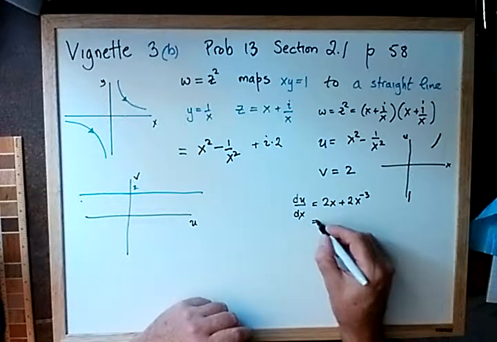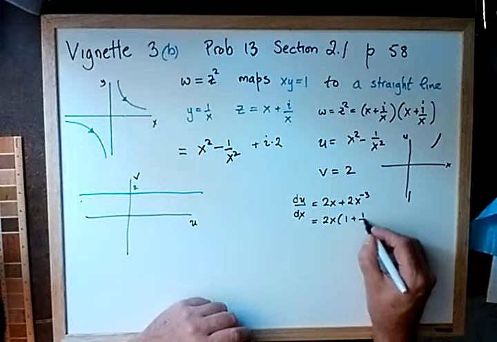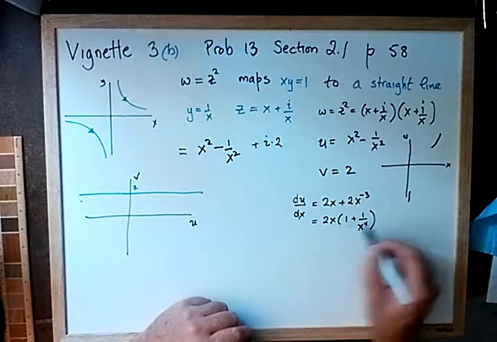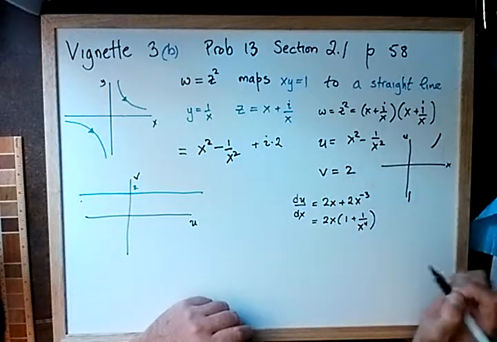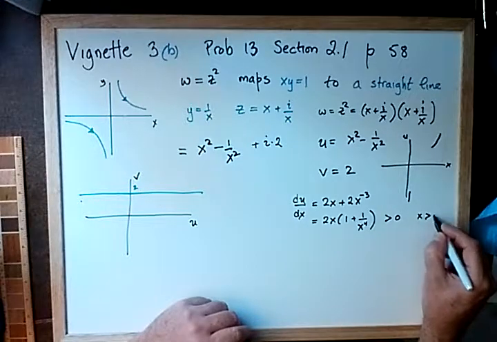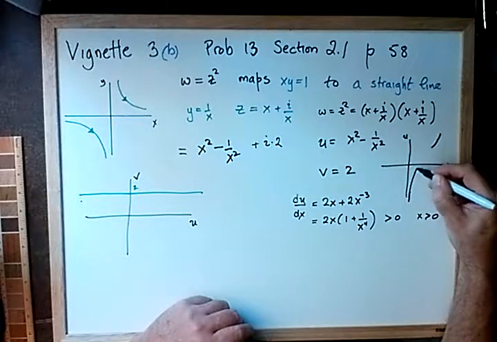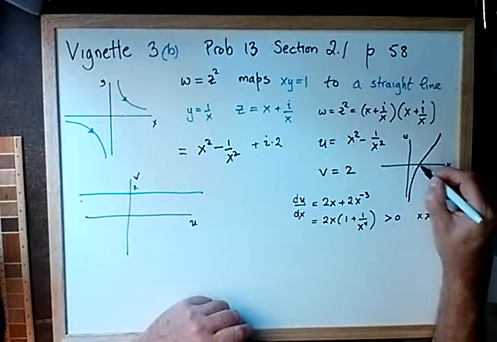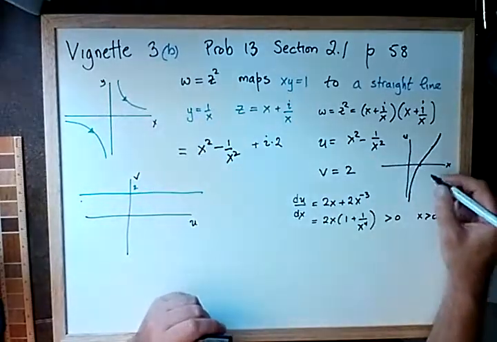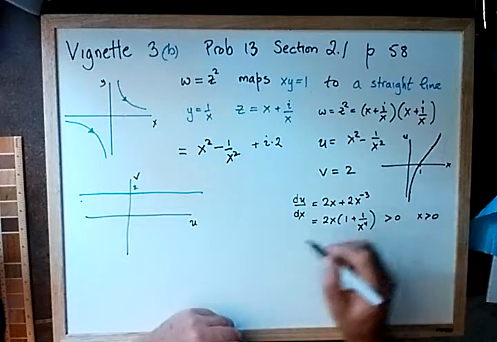So that's equal to 2x times 1 plus 1 over x to the power 4, which is always bigger than 0. It's 0 when x equals 0, but that blows up here. So it's always bigger than 0 for x bigger than 0. So the slope is always positive, so this thing goes up, and it crosses the axis, and it goes on like that. Where does it cross the axis? It crosses the axis when x equals 1. So exactly when it's there, we have u being 1 minus 1, which is 0. So that's fine.